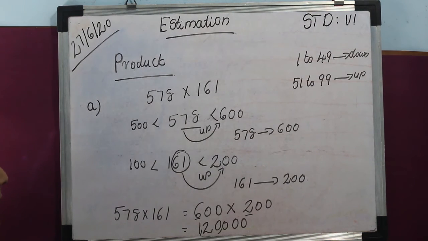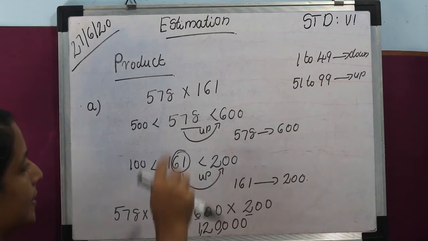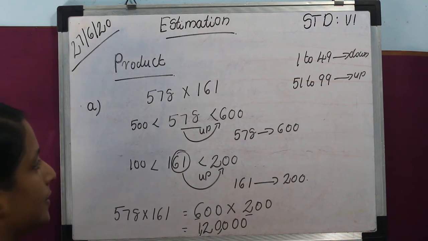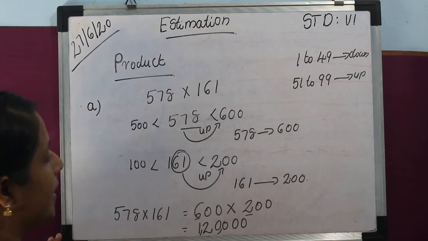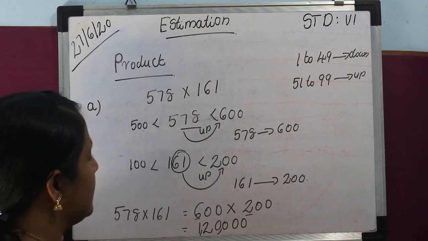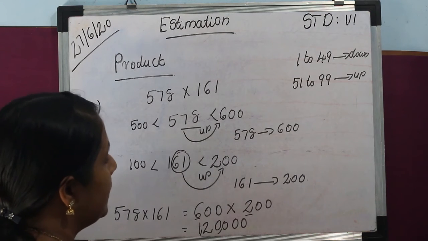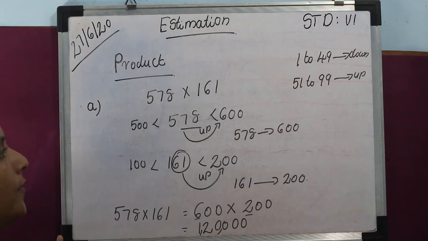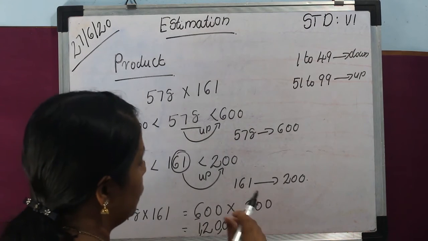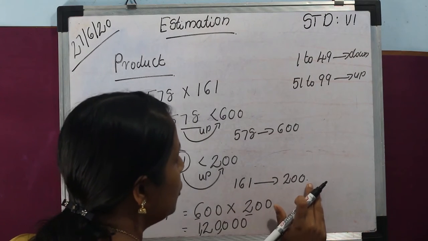Once more. Consider the number 578 multiplied by 161. We know that 578 lies between 500 and 600. Then take the number 78. Then 78 is rounded up to the next number. Therefore 578 is rounded up to 600. The next number is 161. 161 lies between 100 and 200. Then we take the number 61. We know that 61 is rounded up to the next number. Therefore 161 is rounded up to 200.